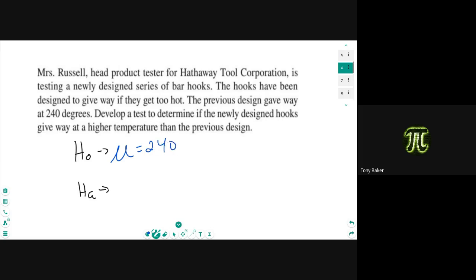What would be my alternate hypothesis in this situation? Greater than 240, because it says gives way at a higher temperature. Do we put the units in? You can, you don't necessarily have to, because all the actual tests that we're going to do in a minute, it's not going to really use it.